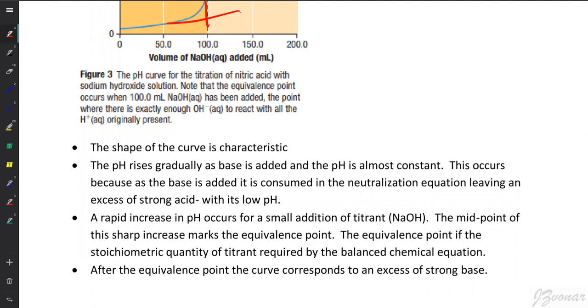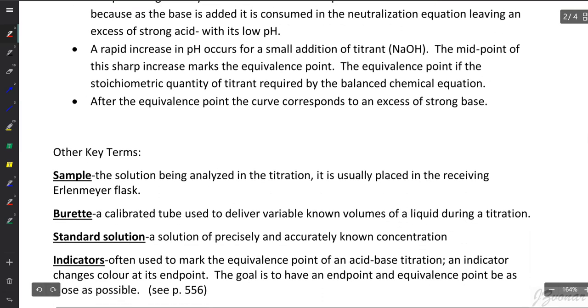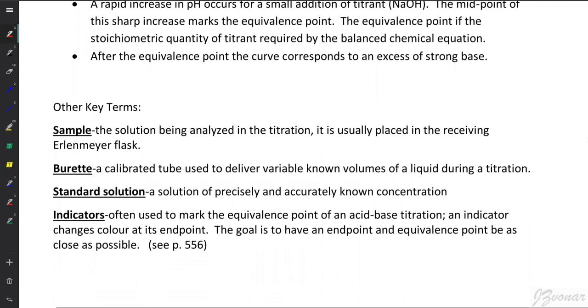And so we see how the pH is gradually going up as we add base. And then once it achieves that equivalence point, we then exceed the concentration of hydroxide. It becomes greater than the hydrogen ions, if we were to continue adding more of the base. So that is a characteristic curve that helps you in determining the actual equivalence point.